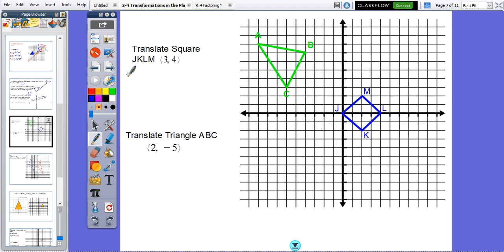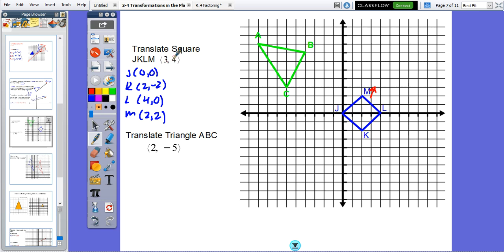Here we got coordinates J, K, L, and M. J, K, L, and M. The coordinates for J is 0, 0. K is at 2, -2. L is at 4, 0. And M, sorry, M is at 2, 2. We're going to be shifting this along the vector 3, 4. So it's going to kind of go diagonally this way up here.